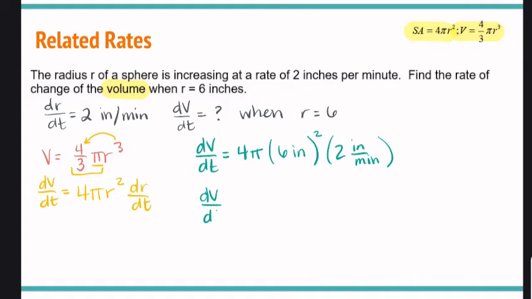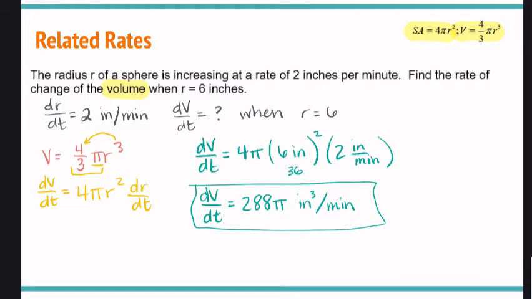So dV/dt, I'm going to go and take my calculator. Actually, we can leave this in terms of pi. So 6 squared is going to be 36. Okay, 36 times 2 times 4 is going to be 288. And I'm just going to leave it in terms of pi right now. Now I'm going to have inches squared, and then I have inches there, so that's going to become inches cubed over minutes. So inches cubed per minute. And that's our final answer.